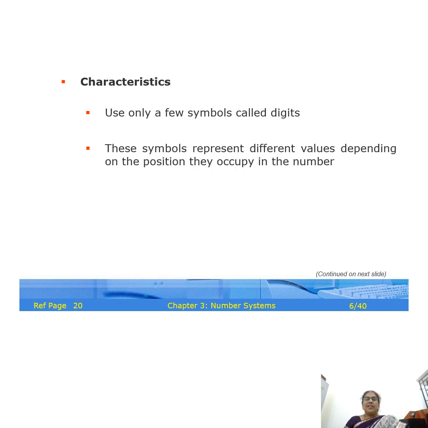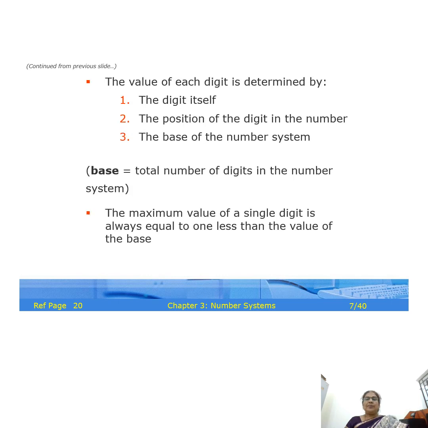The positional number system uses only a few symbols called digits. These symbols represent different values depending on the position they occupy in the number. The value of each digit is determined by the digit itself, the position of the digit in the number, and the base of the number system. The base is the total number of digits in the number system. The maximum value of a single digit is always equal to one less than the value of the base.